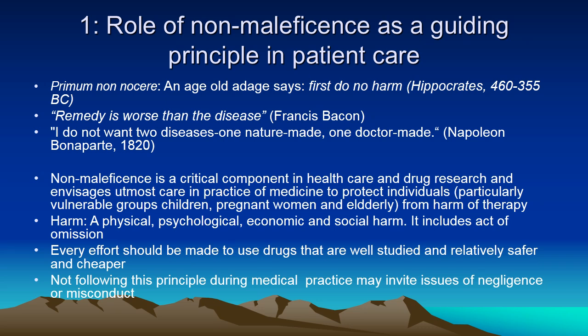It envisages utmost care in the practice of medicine to protect individuals, particularly vulnerable groups, children, pregnant women, and the elderly, from harm of the therapy. And harm can be of various types: physical, psychological, economic, and social harm. This harm is not only due to drugs, but the behavior of the doctor can also produce harm. It also includes acts of omission.